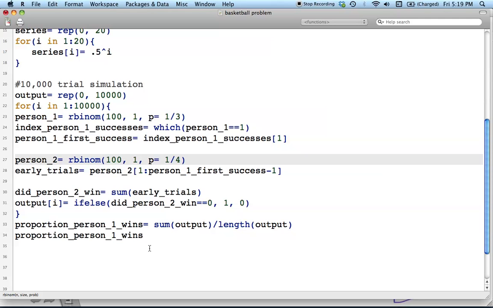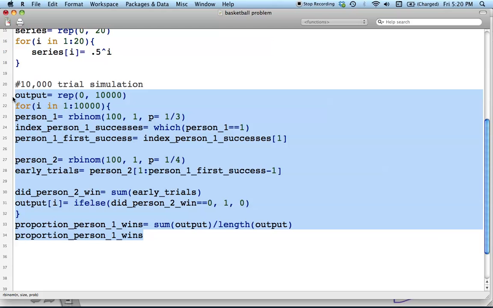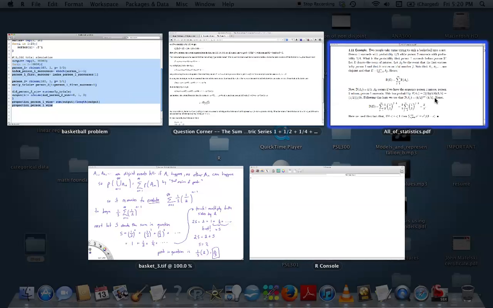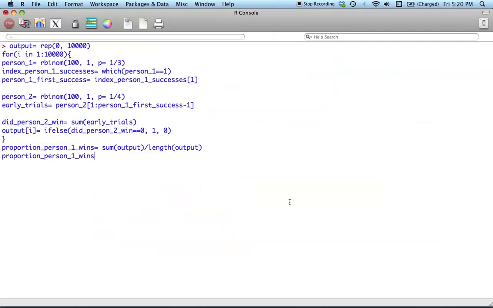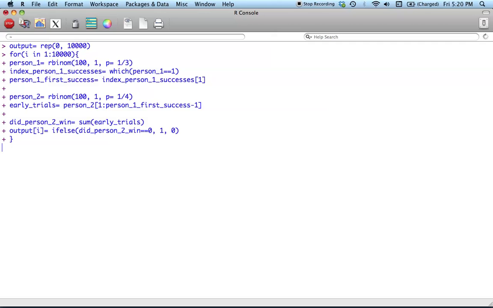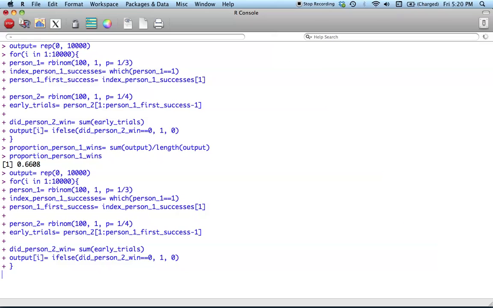And so then it should simply be a matter of taking the sum of that vector and dividing it by its length, and that should give us the proportion over these 10,000 trials of the times that person 1 did make the shot first. Okay, so I'm going to copy my little simulation here. I'm going to drop it in R. I can run the simulation again.